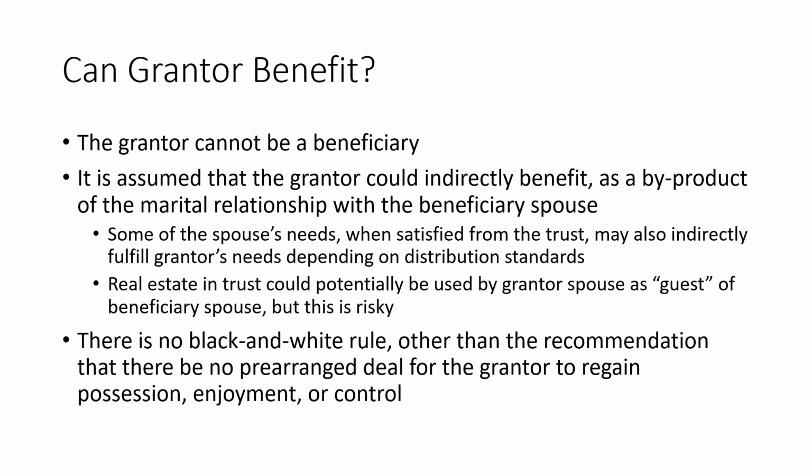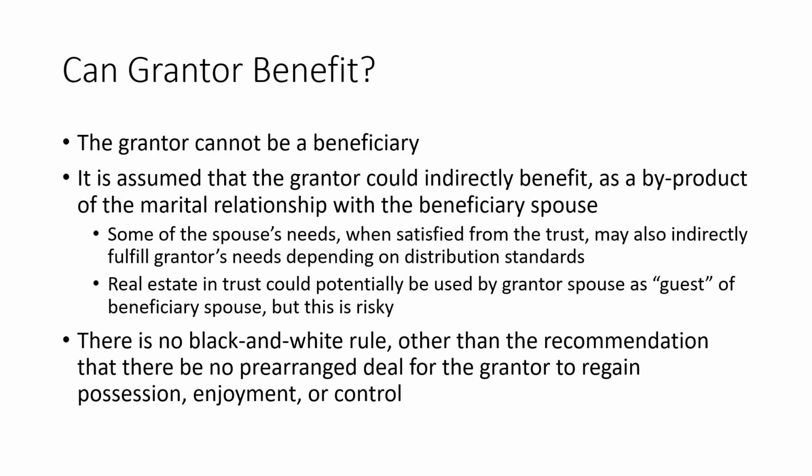So, one piece of this is that some of the spouse's needs, if satisfied from the trust, could indirectly fulfill the grantor's needs as well, such as paying bills on the house, buying food, taking trips, things of that nature. All this depends on the distribution standards and how broad or narrow they are. And if you have residential real estate in the trust, it could potentially be used by the grantor as a guest of the beneficiary's spouse, but that could be risky, especially with a personal residence. It may not be as risky with a vacation home.